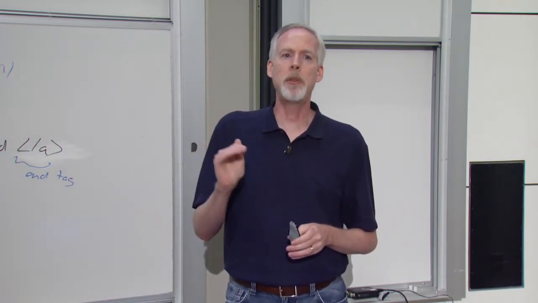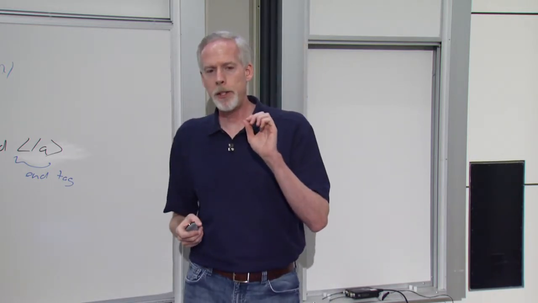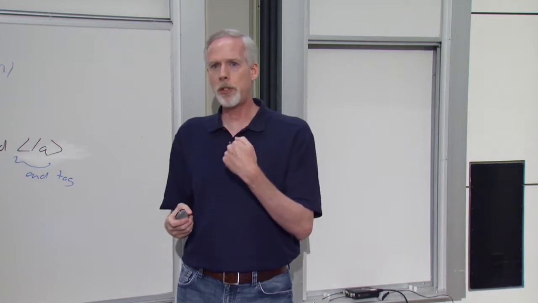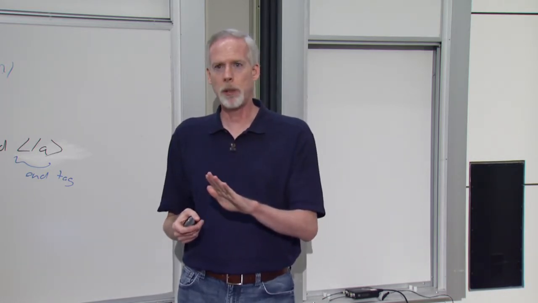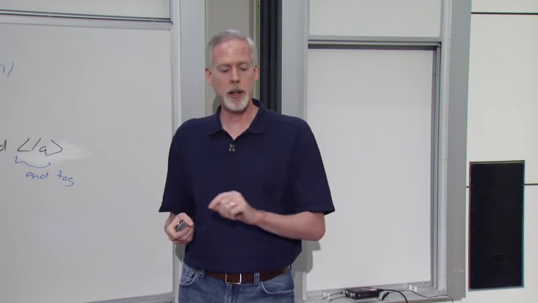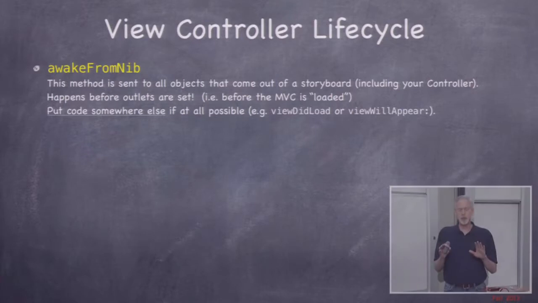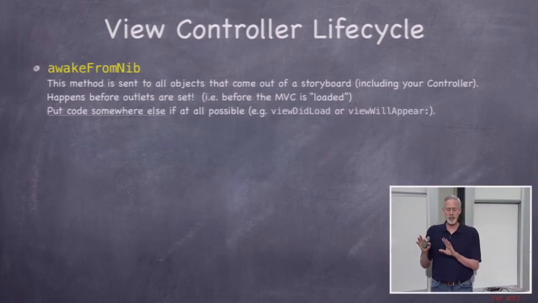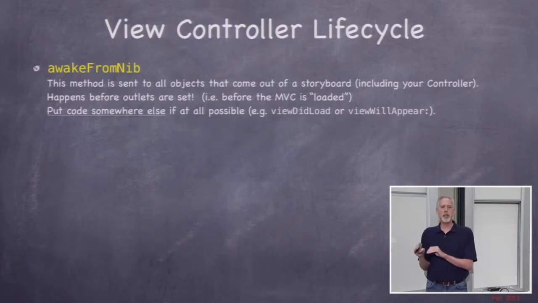I'm not even going to tell you the name of it. You don't subclass it. Instead, when something gets unfreeze dried from a storyboard, anything, not just your controller, but even a button or anything else comes out of there, this method, awakeFromNib, nib is an old historical name. You could think of it as awake from storyboard. This gets called, and you can put in here things that you might normally put in your init.